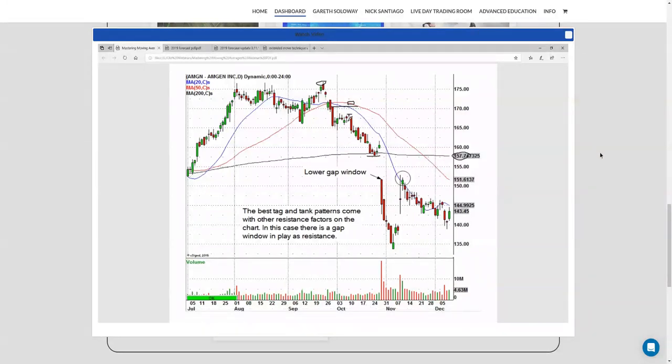So look what happens here. Consolidate, come down into the 200. The 200 right here can be viewed as what? Major or minor?